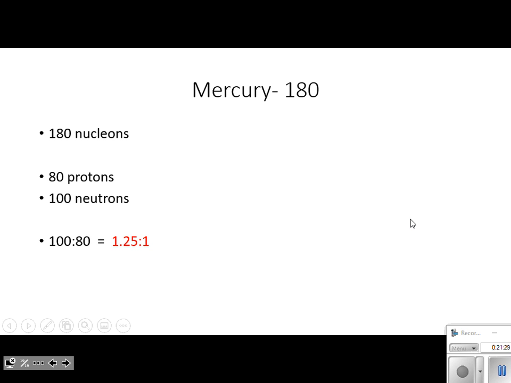All right. So folks, this is just an introduction to what we're going to be talking about with nuclear chemistry. So probably the biggest thing is to remember that ratio of neutrons to protons and how it affects the stability of the nucleus.